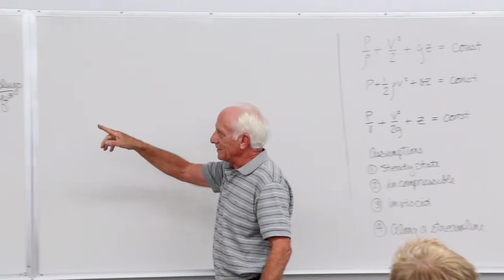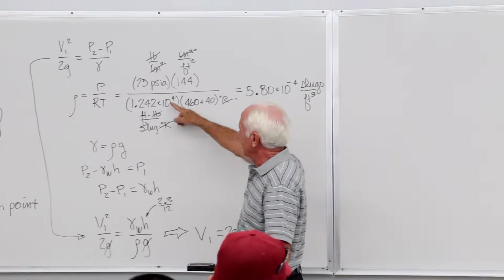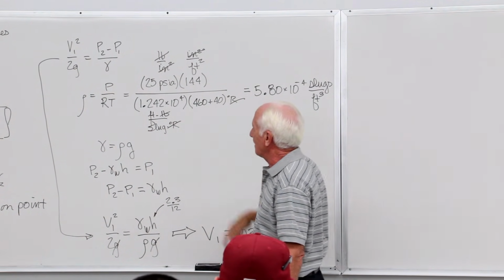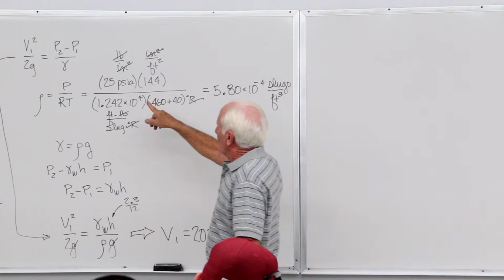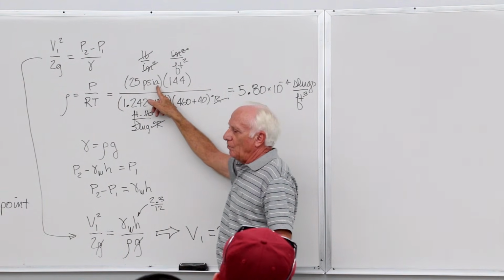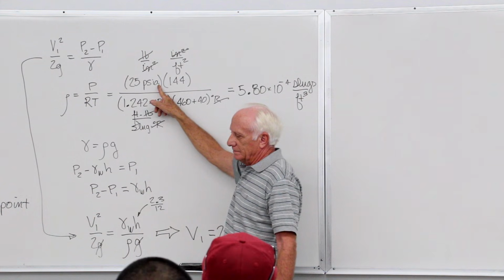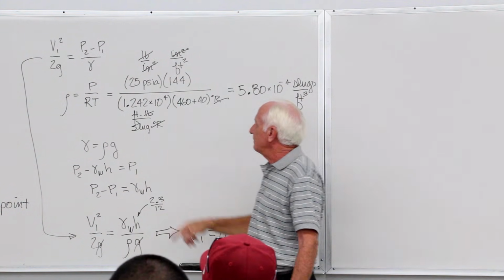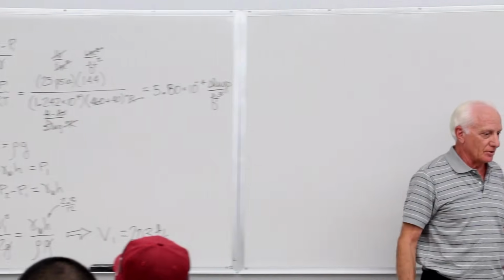Okay, so know how to do this calculation right here. That's important, so practice doing that. Why didn't I add 14.7? Because he told me it's absolute. That means I don't need to add 14.7. It's 25. That is absolute already.